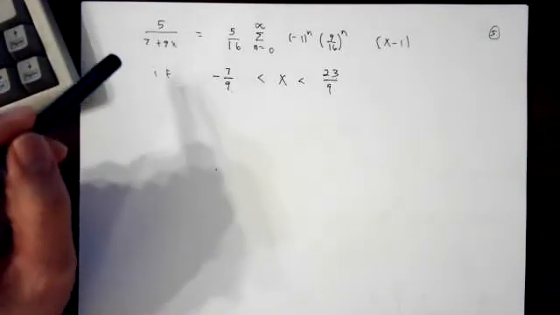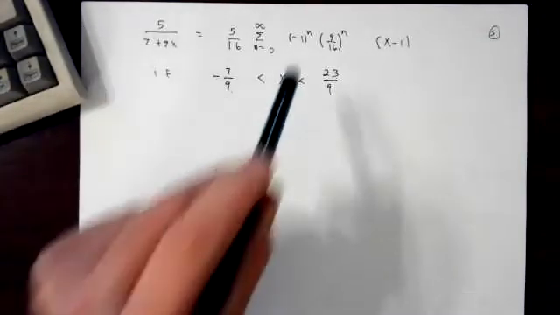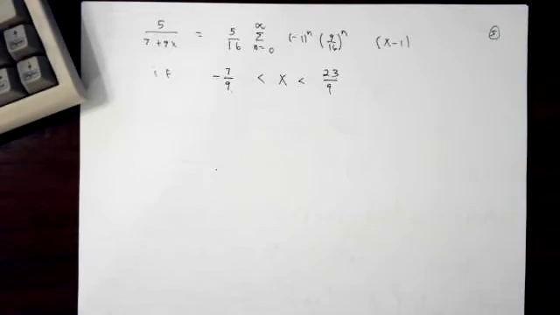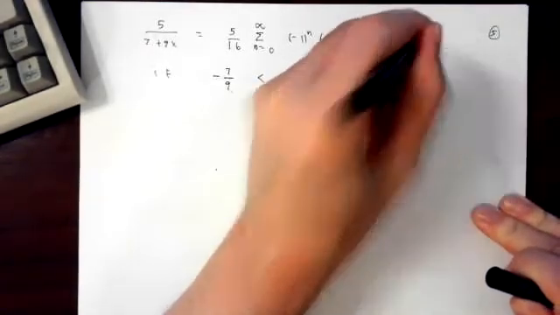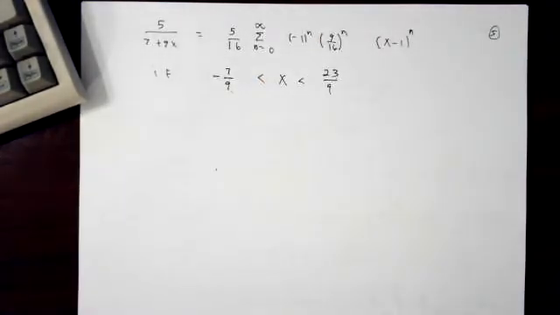5 over 7 plus 9x is this infinite series, that infinite series, if x is between -7/9 and 23/9.